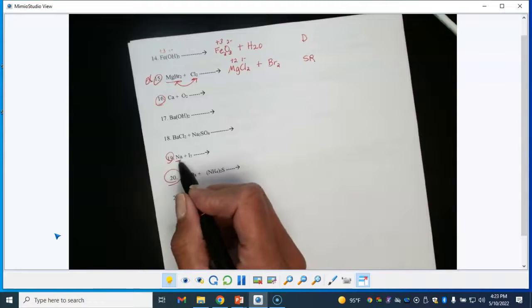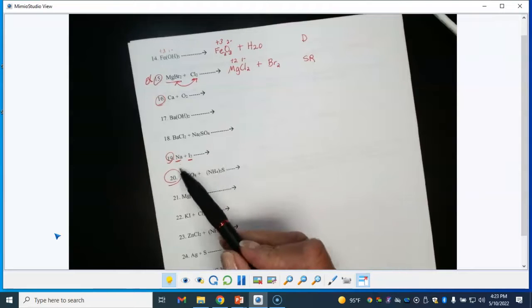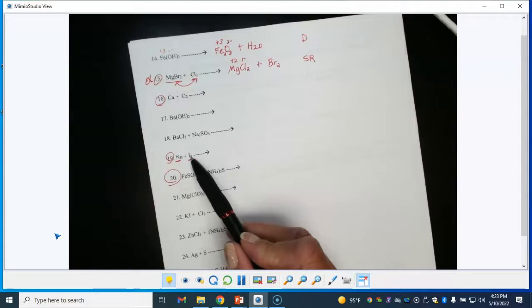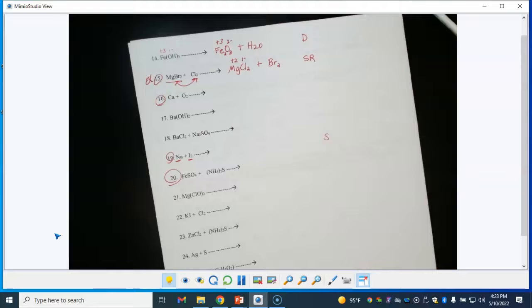I have a single element and a single element. I've got nothing, of course, over here. So the only thing that can happen is these two can come together to make one single compound. So this guy is going to be a synthesis reaction.